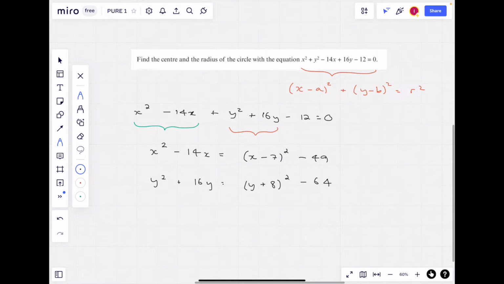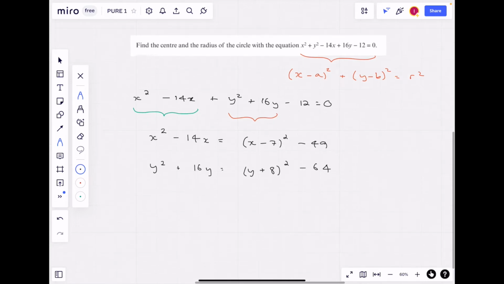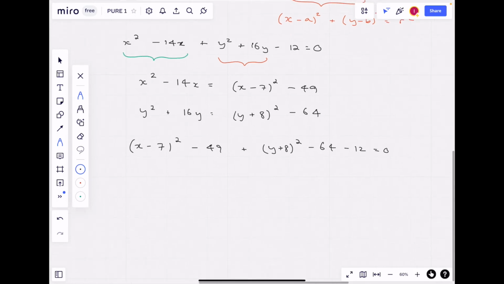You're going to sub those back in: (x minus 7) all squared minus 49 plus (y plus 8) all squared minus 64 minus 12 equals 0. And now you're going to shift all the numbers to the right.